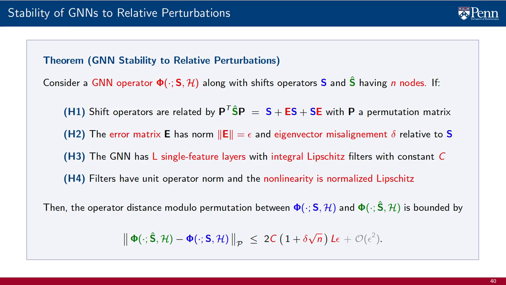The theorem we want to prove assumes that the layers of a given GNN are made up of integral Lipschitz filters. If this is the case, we can prove stability to relative deformations, in which the perturbed shift operator S hat can be written as the sum of S with the symmetric multiplicative error term E times S plus S times E, modulo permutation, as usual.